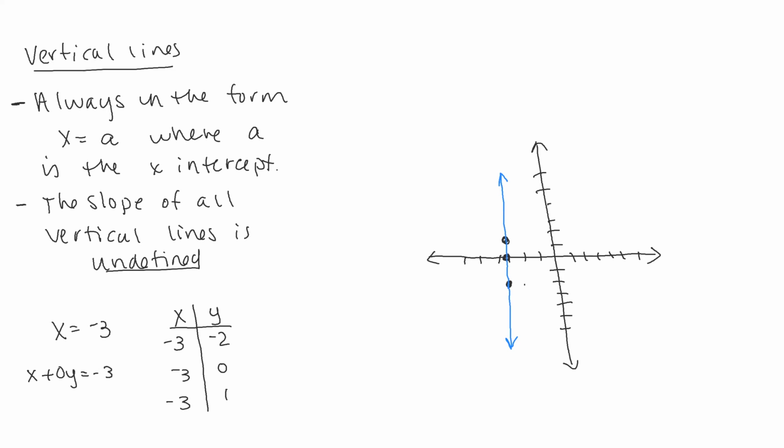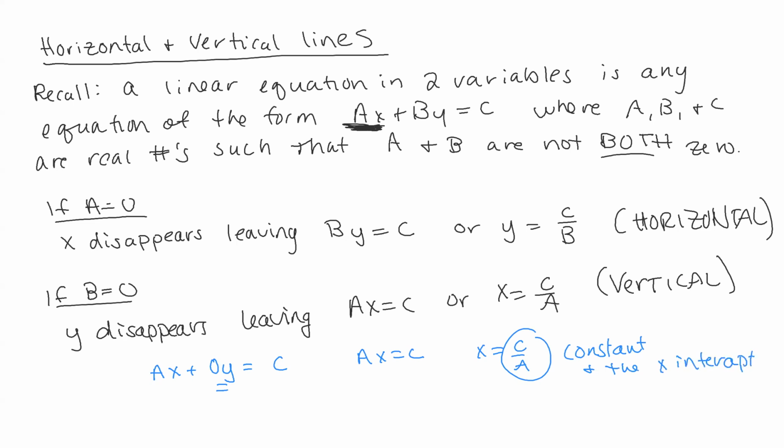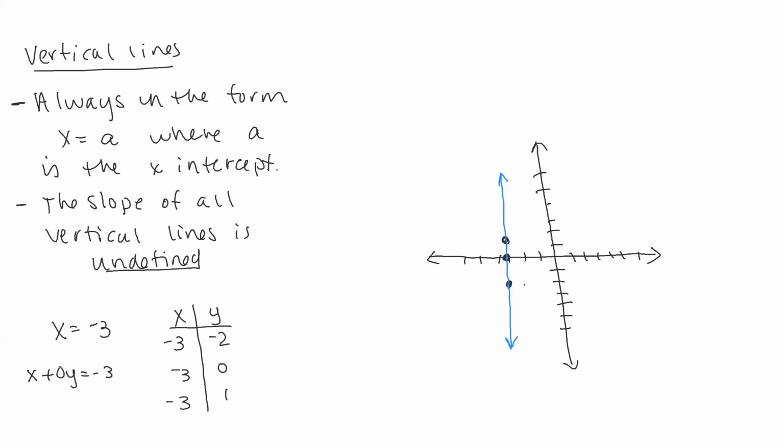Again, if we go back a couple of slides, the linear equation in two variables is any equation of the form ax plus by equals c, where a, b, and c are just any real number, such that a and b are not both 0. In the event that b is 0, your y term disappears. It becomes ax plus 0y equals c. So then this theoretically disappears and we get ax equals c. If we solve for x, we get x equals c over a. This is just a constant, and it just so happens to be the x-intercept. So if we go back to our most recent slide, there you have it. That's the information you need to know about vertical lines.